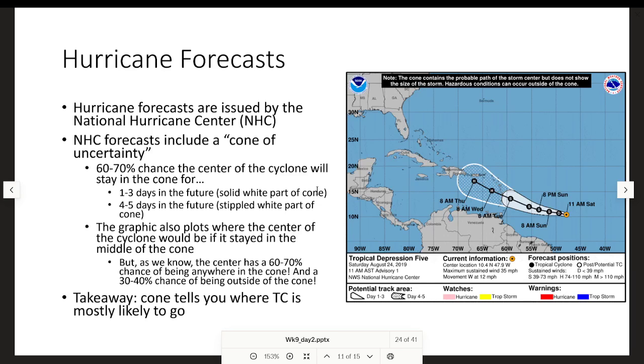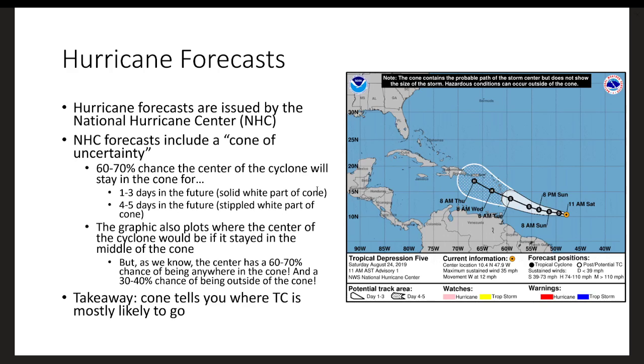Okay, hurricane forecasting. Hurricane forecasting is incredibly difficult. In my opinion, it's more difficult than forecasting for an extratropical cyclone. Hurricane forecasts are issued by the National Hurricane Center, NHC. You can just Google National Hurricane Center and find all these graphics. They create a cone of uncertainty. They start at a point and widen the cone as time goes by because it becomes more and more uncertain as the days go on.